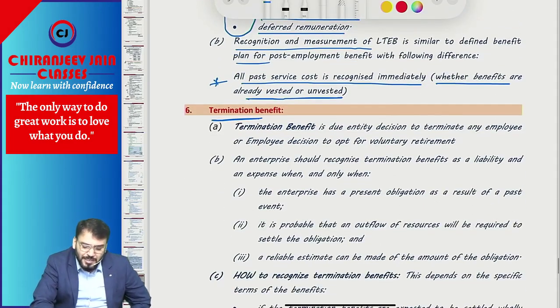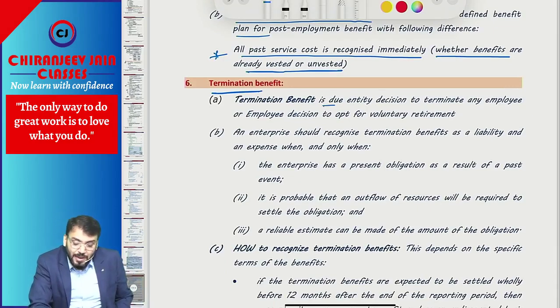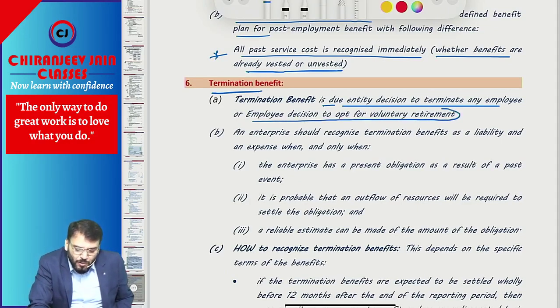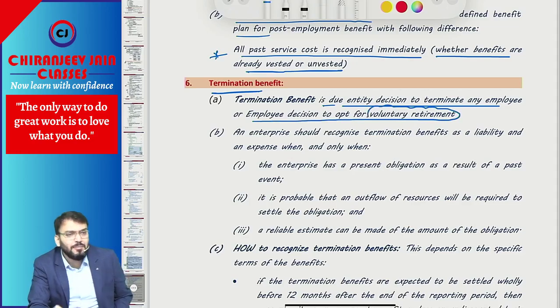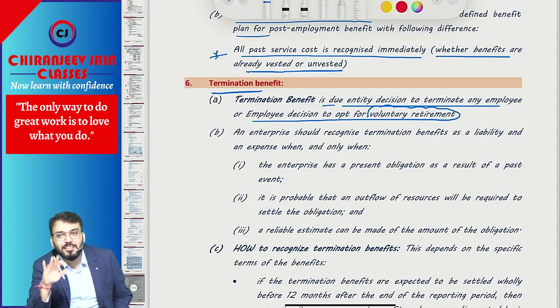Termination benefit. Termination benefit means a benefit which is due to the entity's decision to terminate an employee, or the employee's decision to opt for voluntary retirement. You know about voluntary retirement? The employee will take voluntary retirement. I want to retire. I want to go to Goa forever. So they will take voluntary retirement. In that case also the entity will pay some compensation.